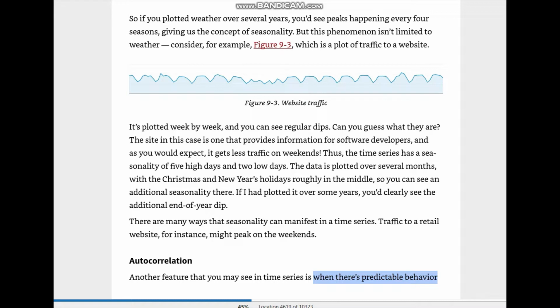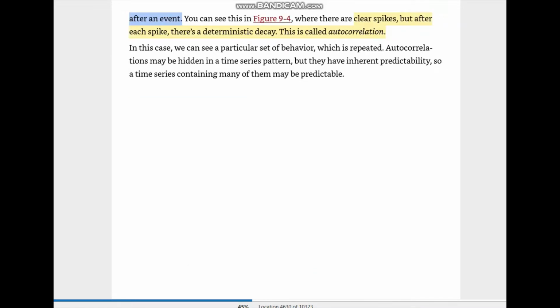Then there is autocorrelation. Another feature that you may see in time series is predictable behavior after an event. So there is a kind of predictable event where, seeing the previous data, you can predict what kind of data comes next. There are clear spikes, but after each spike there is a deterministic delay called autocorrelation.